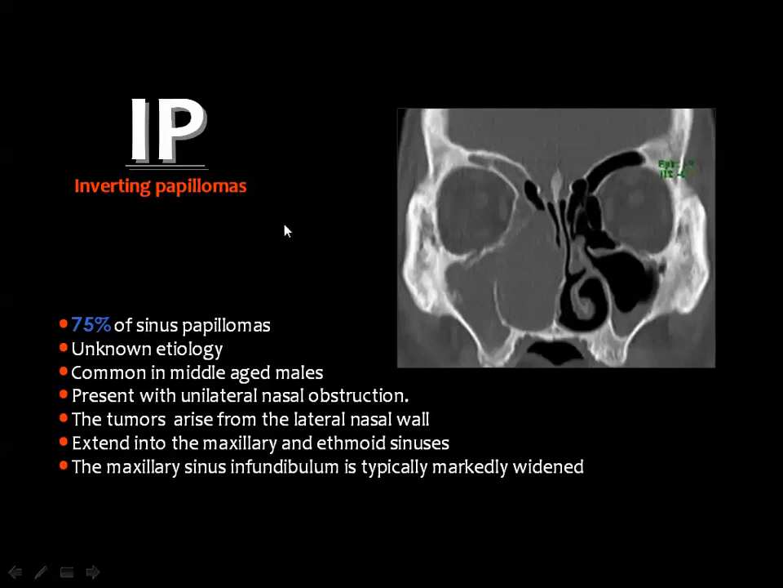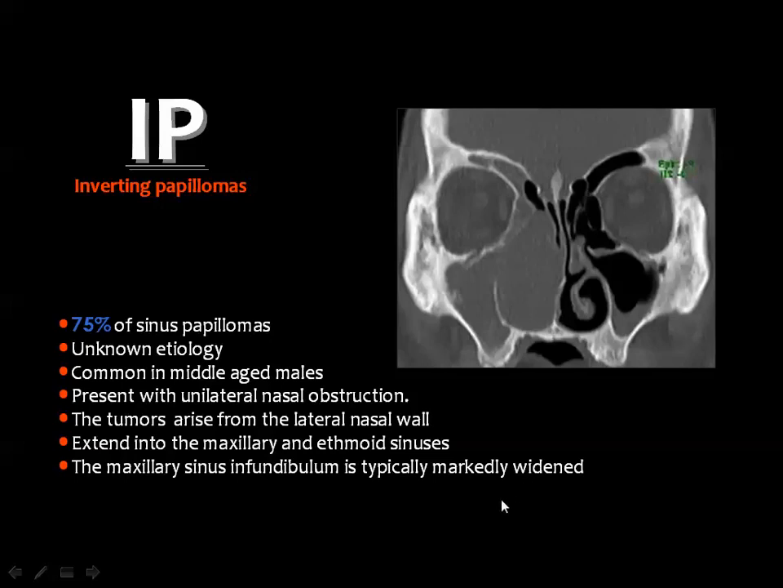And this is the inverted papilloma, which represents about 75% of papillomas in the paranasal sinuses. The etiology is unknown and it is commonly seen in middle-aged males presenting with unilateral nasal obstruction. In cases of papilloma, you get expansion of the nasal cavity and opacification of the ipsilateral maxillary sinus, and usually there is obliteration of the ethmoidal air cells.